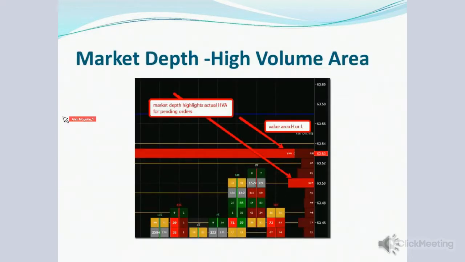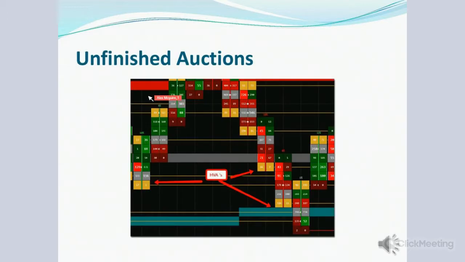Now here we see the market depth signals once again, highlighting the actual HVA area, red for shorts, and see the area of HVAs. Okay. Now this is just a very small view, but we'll get into that later. Here are some unfinished auctions, as well as high volume areas. That's what these are here.